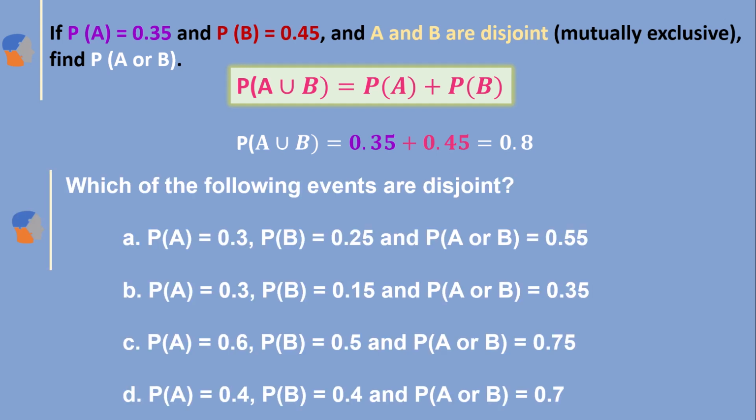Next example. Which of the following events are disjoint? What do you think? Okay, if they are disjoint, the sum must be equal to the probability of A or B, right? Or A union B. Part A. Probability of A is 0.3, probability of B is 0.25, then the probability of A or B is 0.55. Yeah, that is true, right? The probability of A plus probability of B equals 0.55. But check B, C, D, they don't equal. As an example, go to D, probability of A is 0.4, probability of B is 0.4. Then if they are disjoint, the probability of A or B must be 0.8, but here it is 0.7.